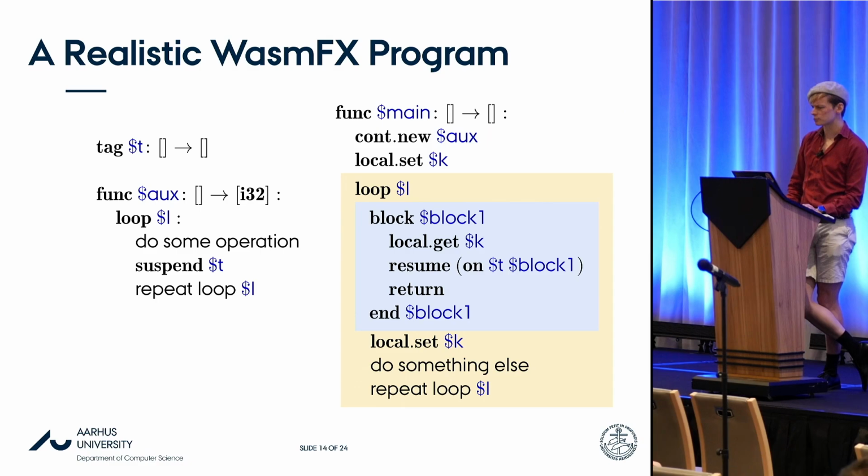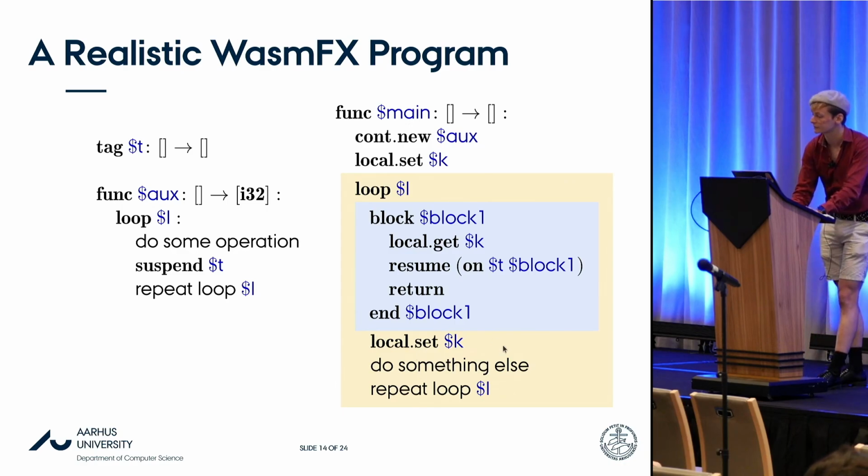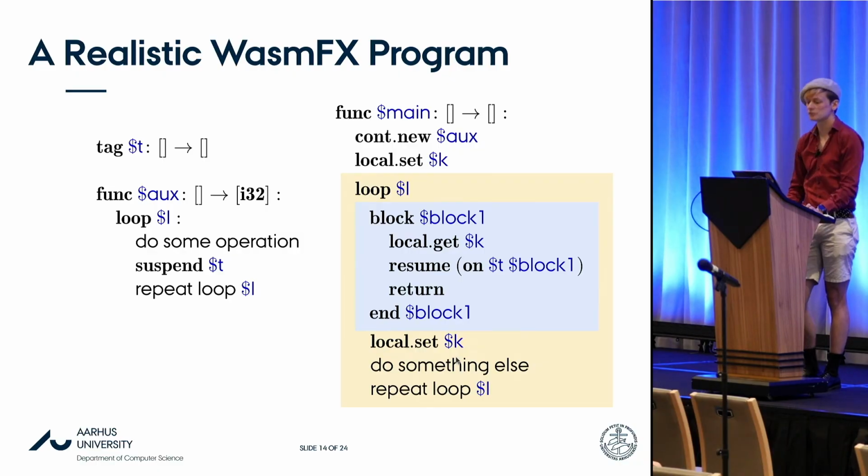If you're wondering what a realistic program might look like, we could imagine something like this, where the auxiliary function is a loop, where it just does some operation a number of times, and after it's done every operation, it suspends. Now in my main function, if I create this continuation corresponding to the auxiliary function and place it in a local variable k, now I can do a loop where I would resume what is in k, so originally it's this loop function, and then every time I do this sum operation, I would exit block 1 and I will do something else. If I replace the continuation I had on the stack into this value k, I can then repeat this loop. And what I'm doing here is simply interleaving do some operation and do something else.